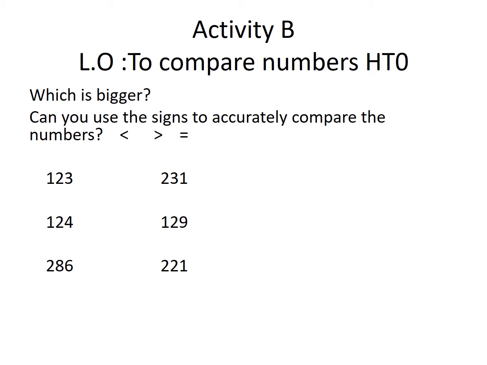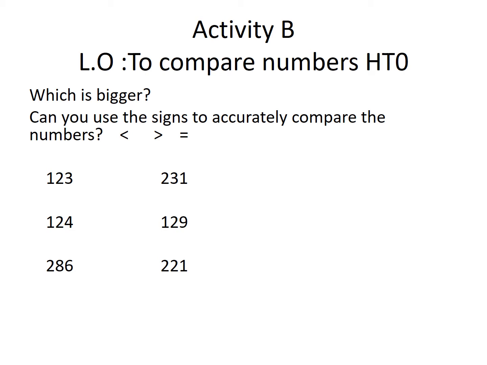So, first one here, we have 123, and then the other number is 231. So one has only got 100 in, one has got 200 in. So obviously 231 is bigger.